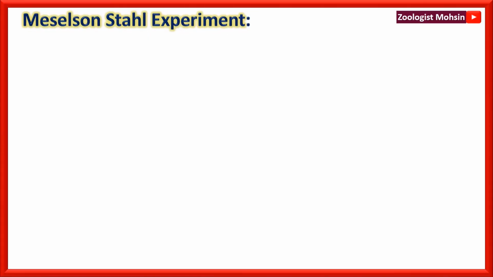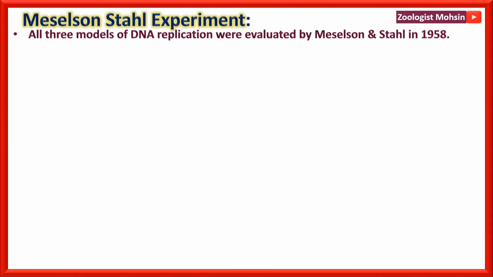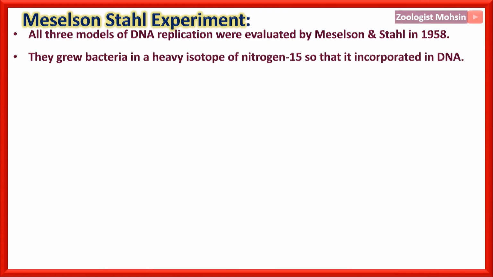Meselson and Stahl. All the three models of DNA replication, that is the conservative model, disruptive model and semi-conservative model, were evaluated by Meselson and Stahl in 1958. They grew bacteria in a heavy isotope of nitrogen, nitrogen 15, so that it was incorporated into DNA, and normal nitrogen is nitrogen 14. DNA with N15 was denser than DNA with N14.